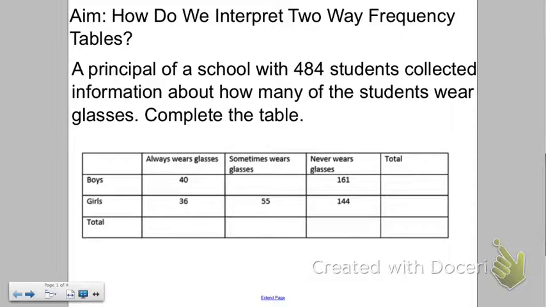So this is a two-way frequency table. We have comparing two things. The top part talks about students who wear glasses, sometimes and never. And the left-hand side talks about the boys, girls, and the total. This very bottom left corner is always going to be the overall total. So in this case, there's a total of 484 students. So that is going to be 484.